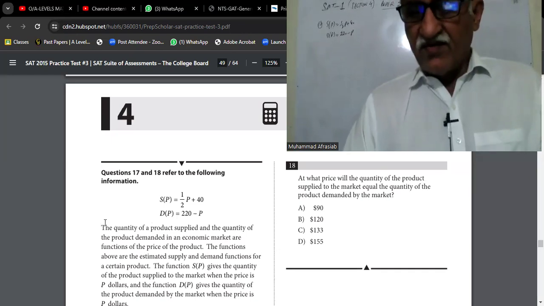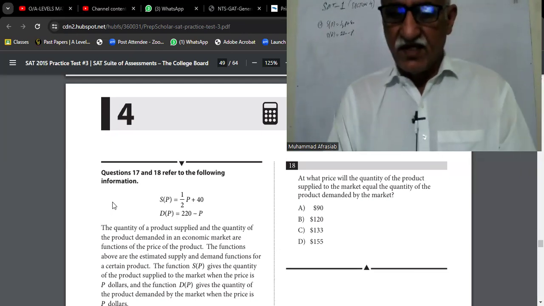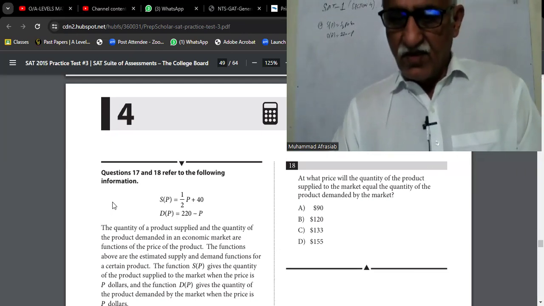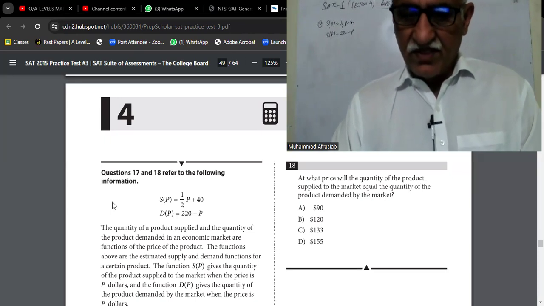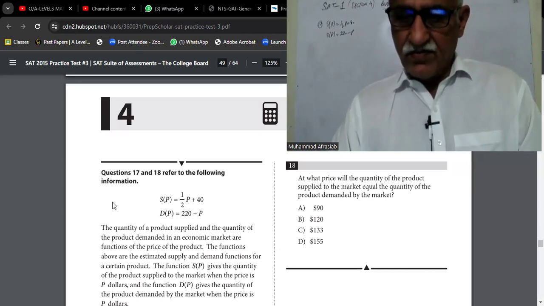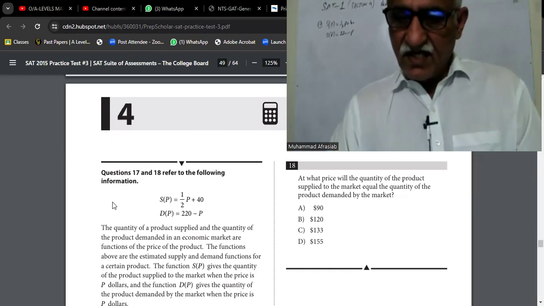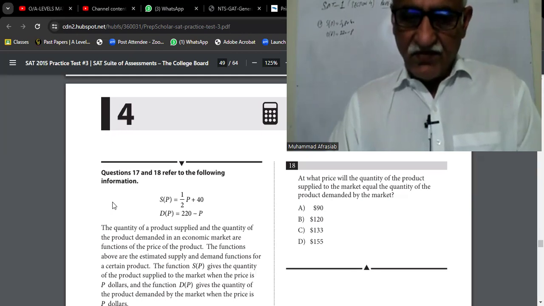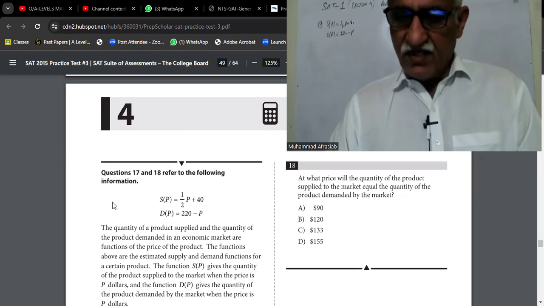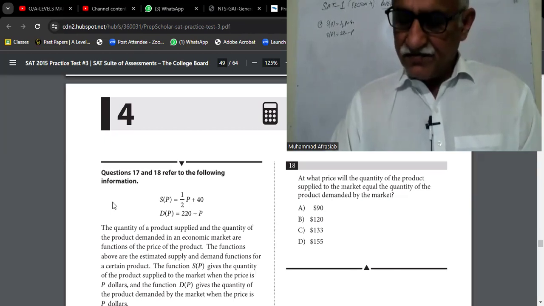The quantity of the product supplied and the quantity of the product demanded in an economic market are functions of the price of the product. The functions are the estimated supply and demand functions for a certain product. The function S of P gives the quantity of the product supplied to the market.